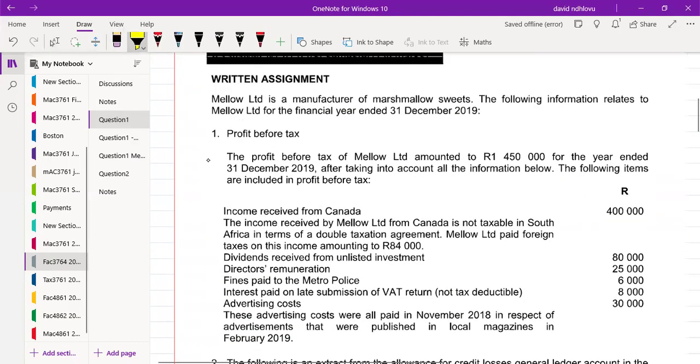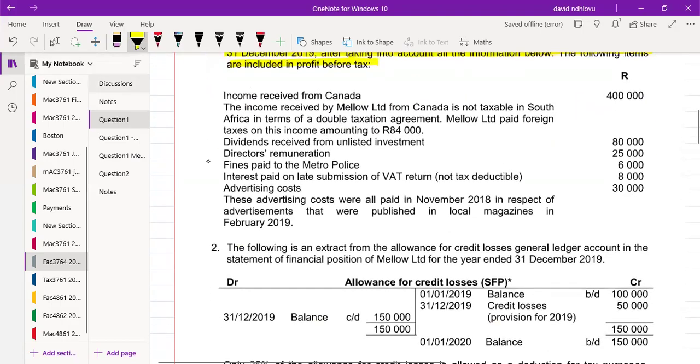Now, the question says, Mellow Limited is a manufacturer of marshmallow sweets. The following information relates to Mellow Limited for the financial year ended 31 December of the year 2019. Then we are given the profit before tax. The profit before tax of Mellow Limited amounted to 1,450,000 for the year ended 31 December 2019. After taking into account all the information below, the following items are included in profit before tax.